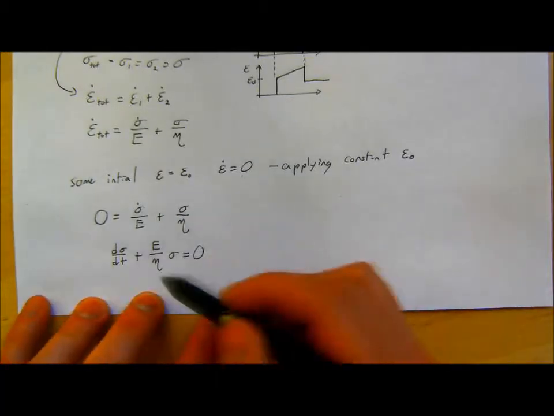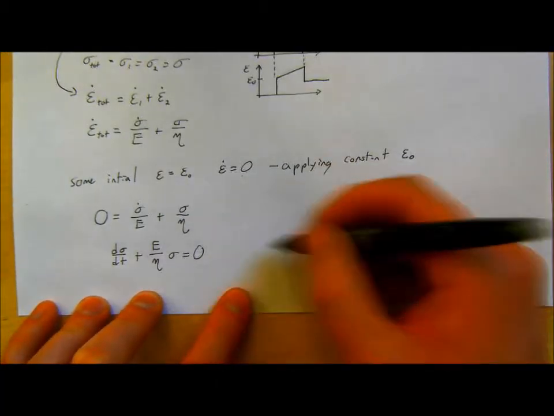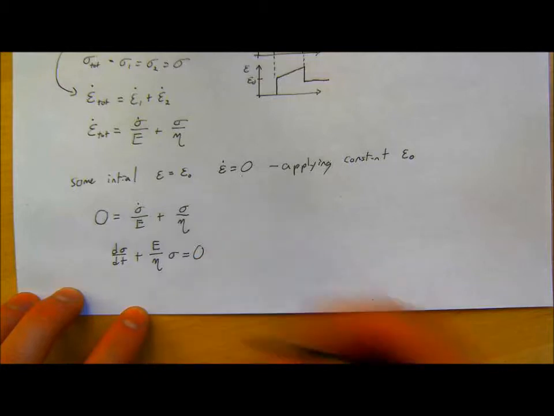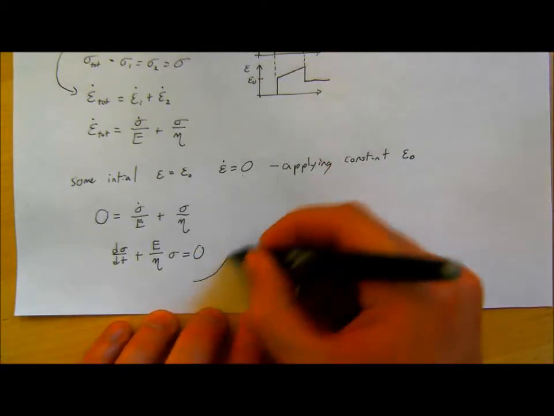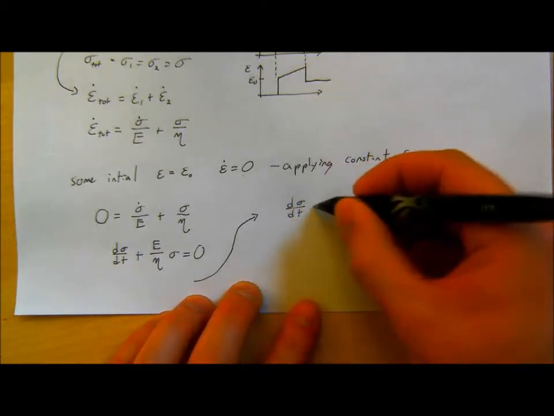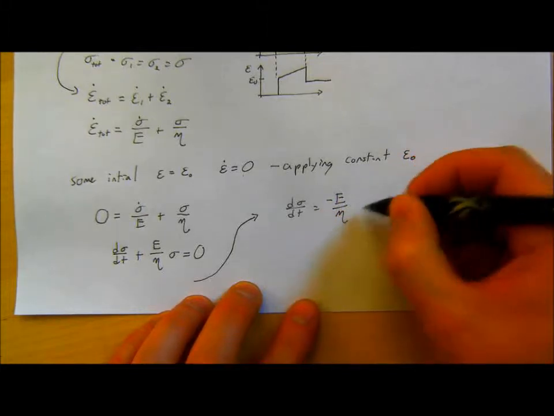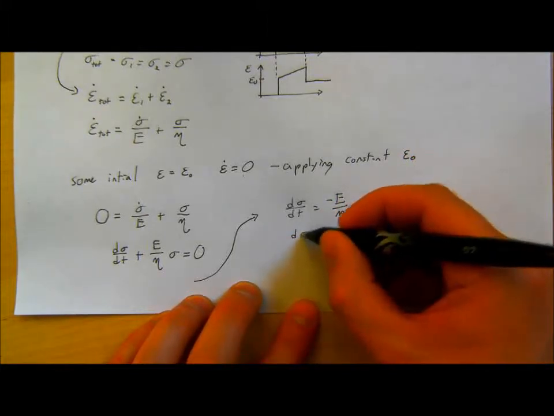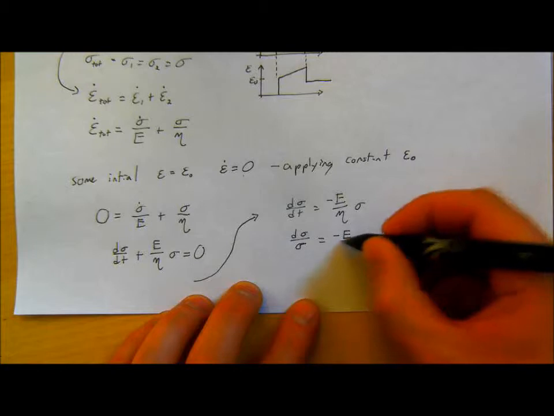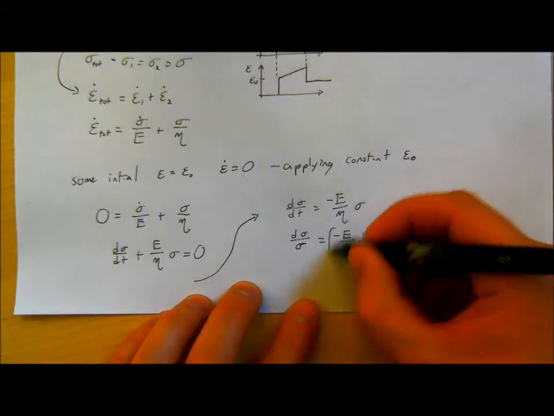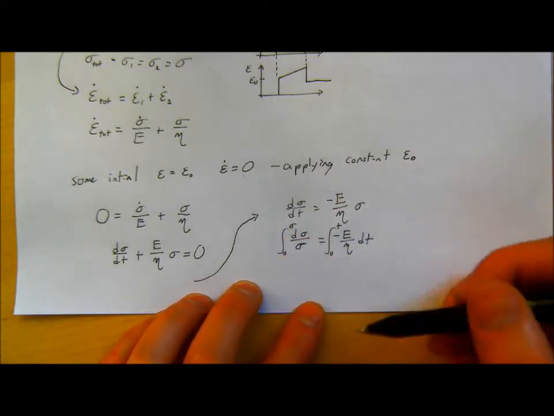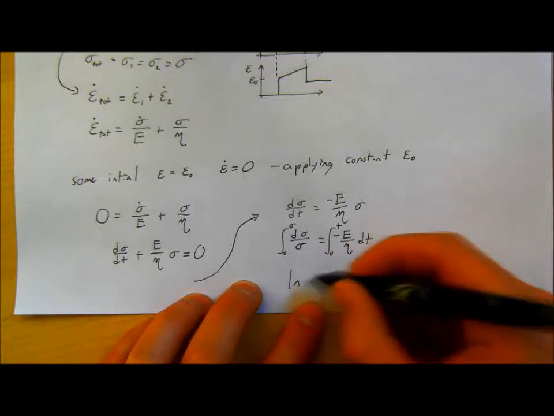I can say this turns into a d sigma. Let's continue up here. D sigma dt is equal to negative E over eta sigma. So d sigma over sigma is equal to minus E over eta dt. I can integrate that over some time from 0 to sigma. Then I can say this now is a natural log. This is minus ET over eta.